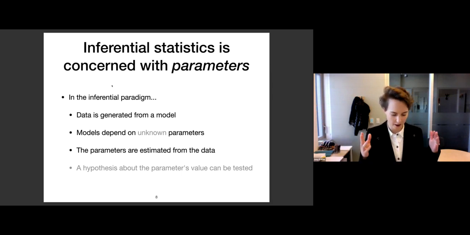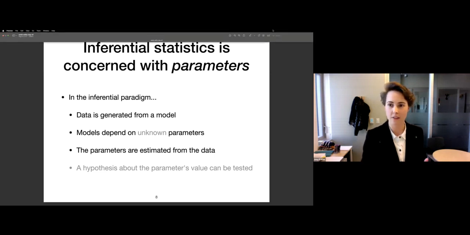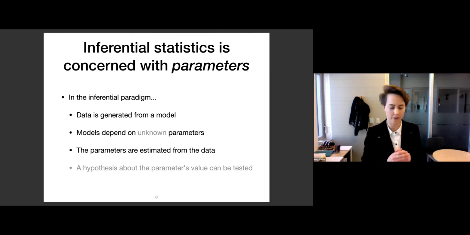So a common signpost that what someone's doing is inferential statistics, as opposed to one of the other types of statistics that we've been talking about, is hypothesis testing, or the presence of p-values. So a hypothesis test is a statement about a particular parameter's value. And so I just really want to emphasize that the only way to be thinking about hypothesis testing is through this inferential lens. Hypothesis tests are statements about parameters. So that's a dead giveaway.